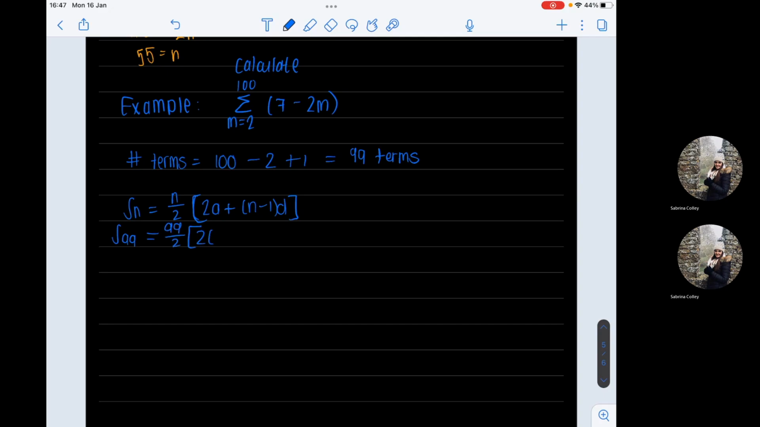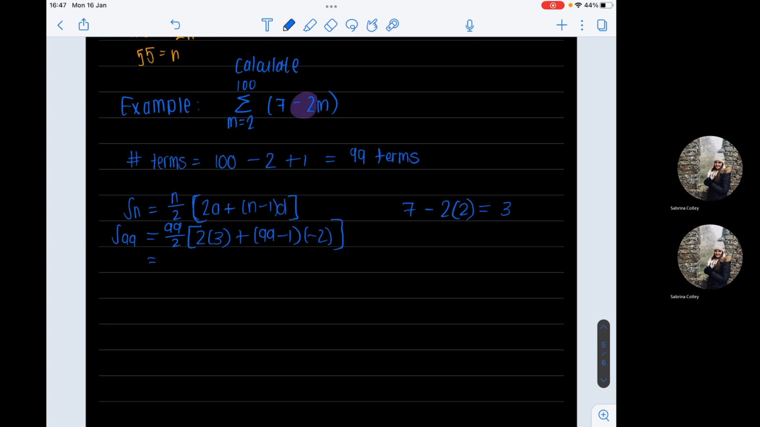My a is my first term. So if I go 7 minus 2 times, and remember we're starting the series at 2, so we have to put 2 there. So 7 minus 4 is going to give me 3. So a is 3, plus n is 99 minus 1 times my difference. Where can I find my difference? You should know with your formula that it's in front of your constant. That's negative 2.